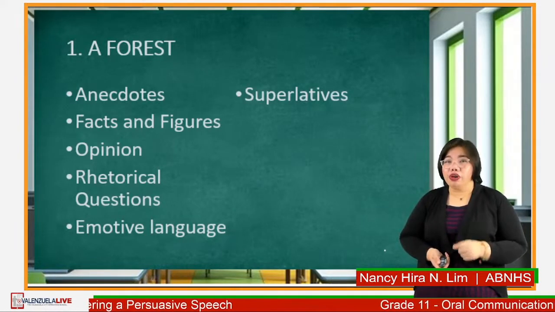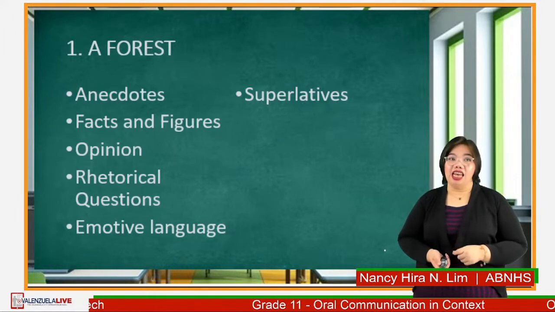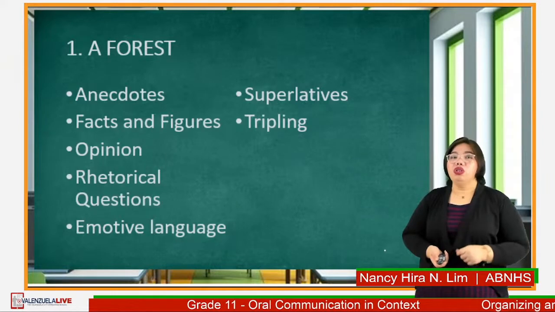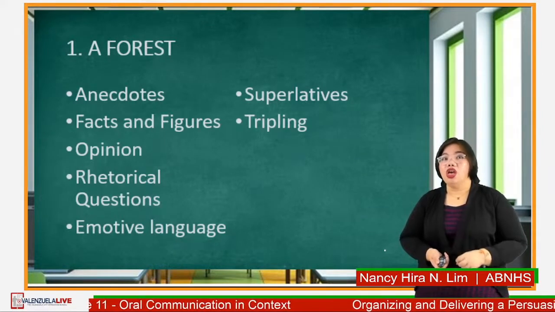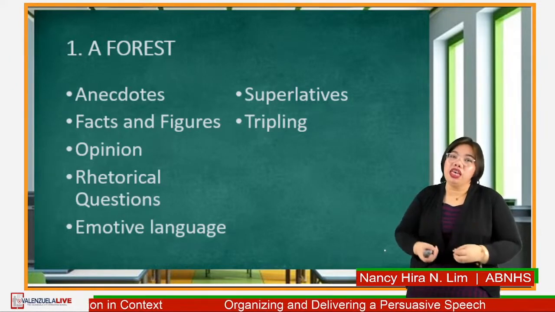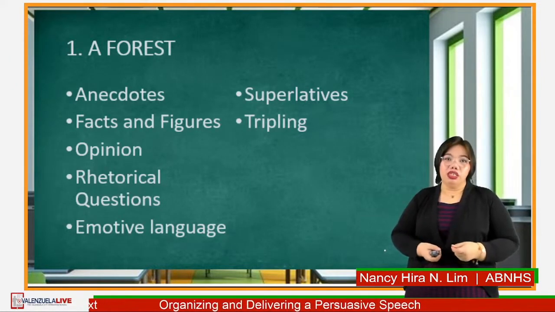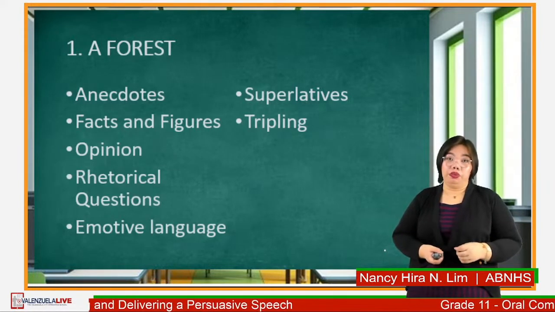Sixth one, superlatives. Use superlatives to exaggerate an idea. Tripling, the rule of three in this English writing principle simply entails using three words together to reinforce your point. Or this would be your takeaway for your audience. This may add to the effectiveness of your persuasion.